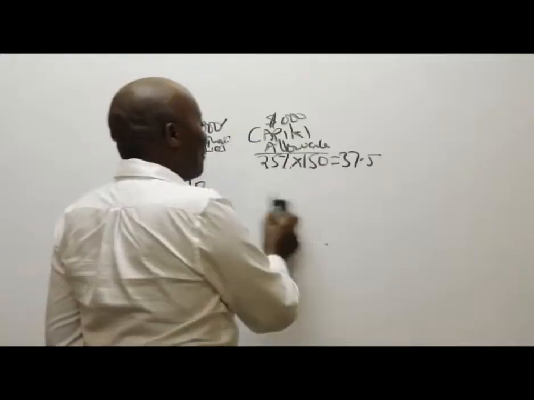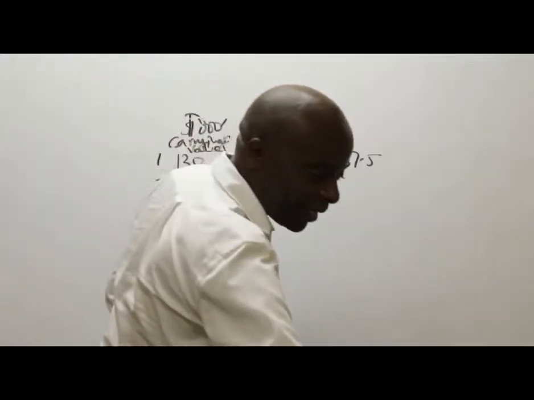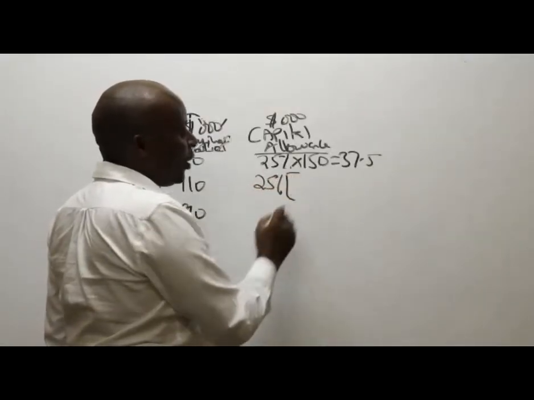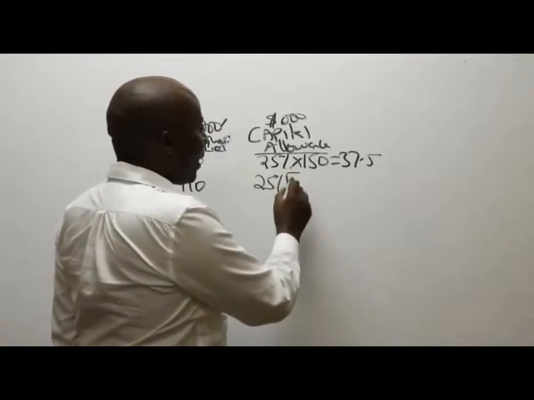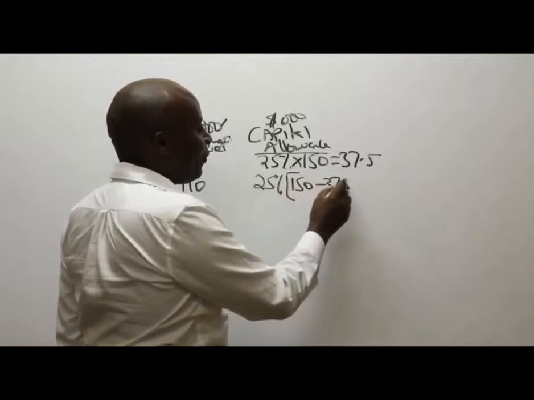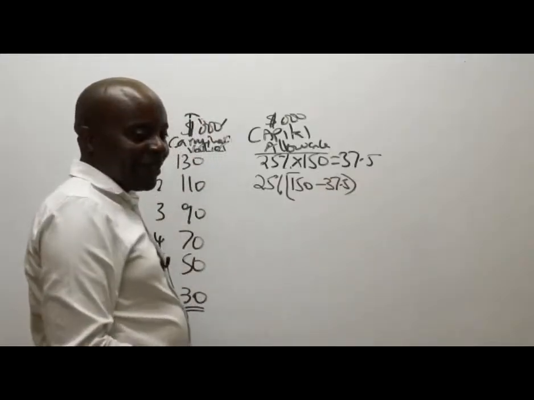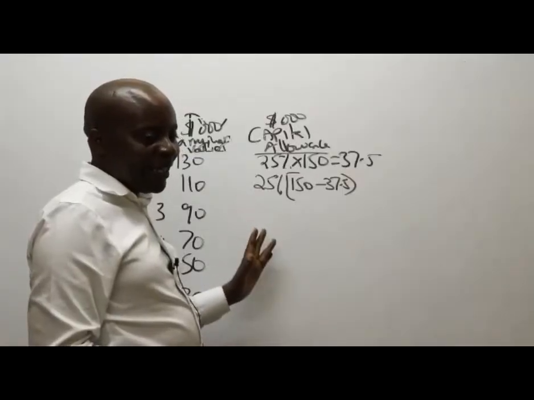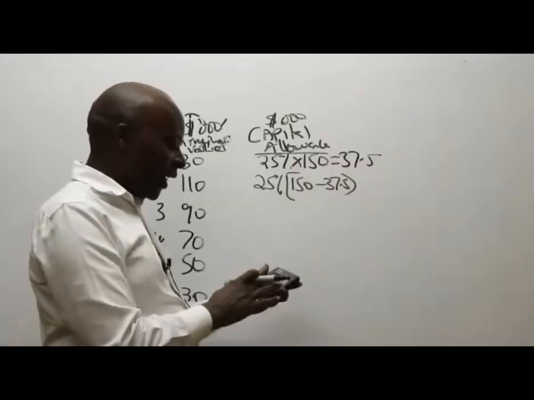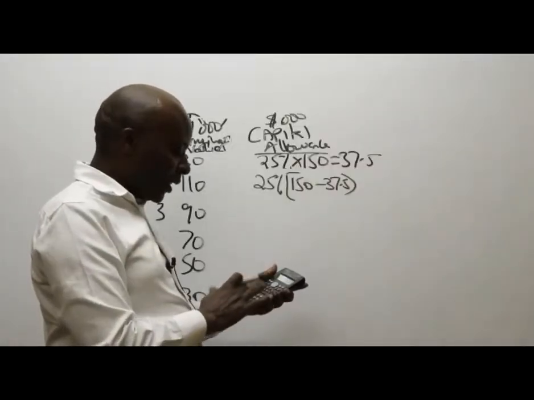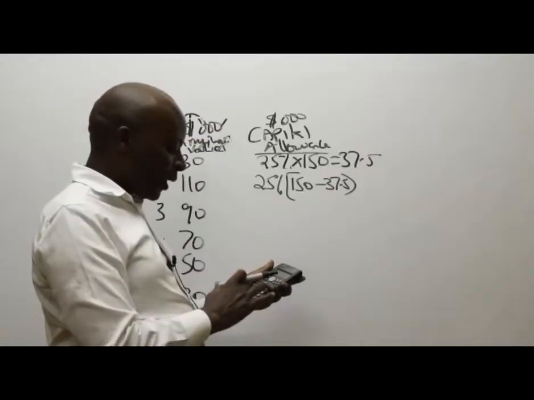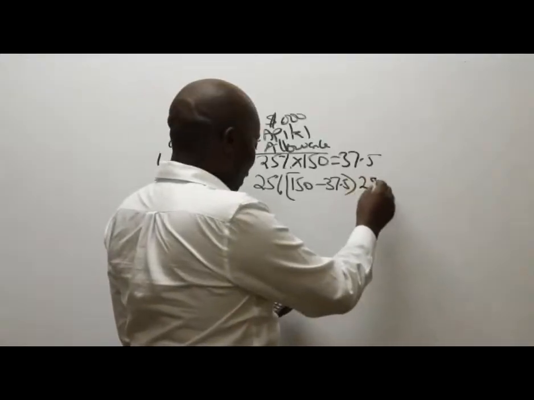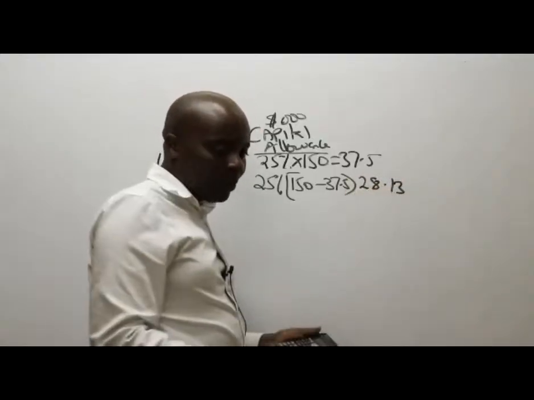Now listen to me. If I go here to the second figure, I will take 25% of the reduced balance. Remember, the original balance is 150 minus 37.5, what we lost there. So 25% is constant, times, in brackets, the original minus what you have already lost. So it is 150 minus 37.5, times 0.25, which gives me 28.13. I want to round off to 2 decimal places.